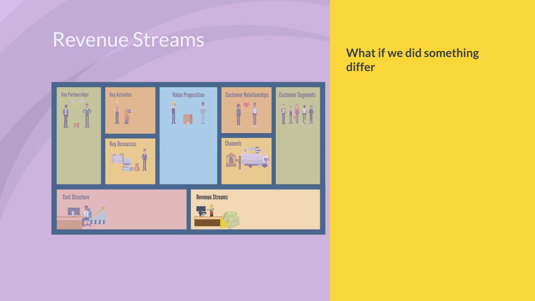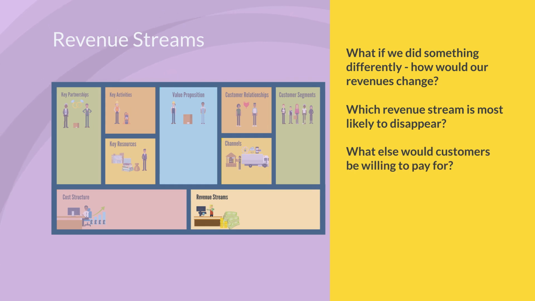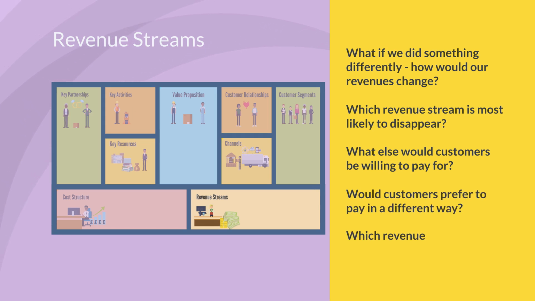What if you stopped doing this? What if you started doing that? How would your revenues change? Which revenue stream is most likely to disappear? What else would customers be willing to pay for? And what would they be willing to pay? Would customers prefer to pay in a different way? Which revenue stream is most at risk?